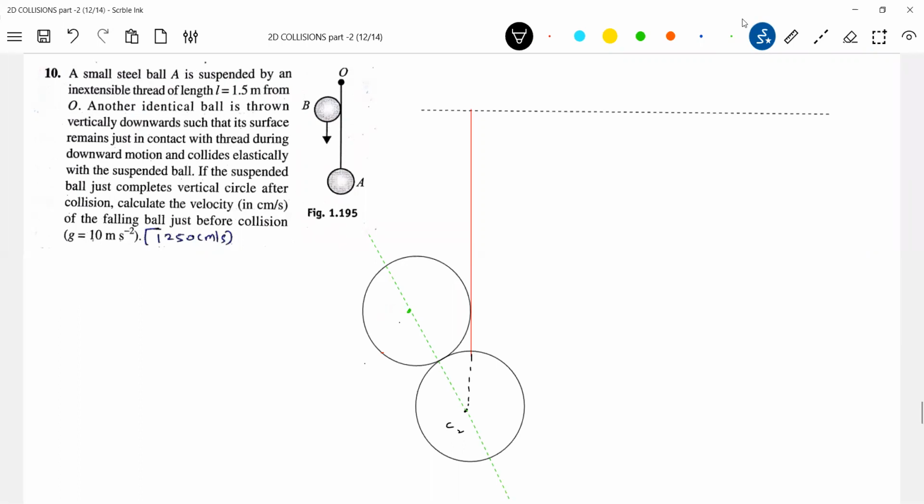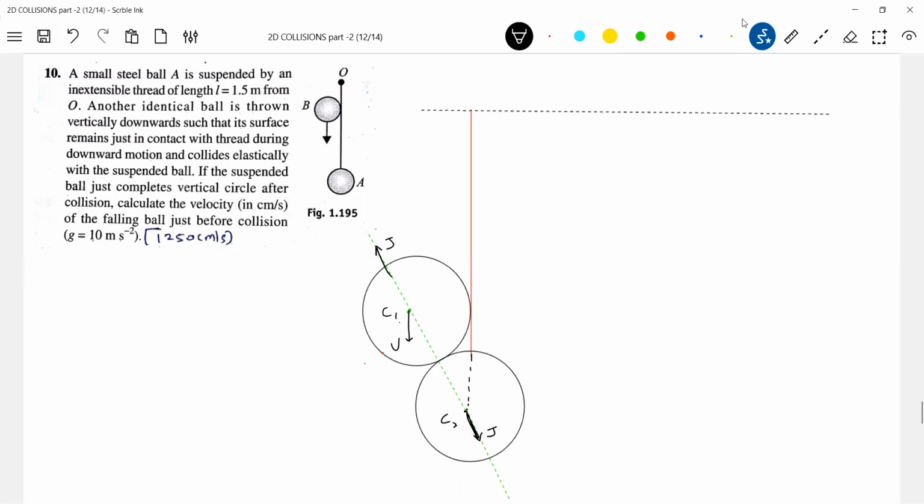Just before collision, it is having velocity u like this. Then we know an impulse will act here, and the impulse on this will act here. So look at the question now.